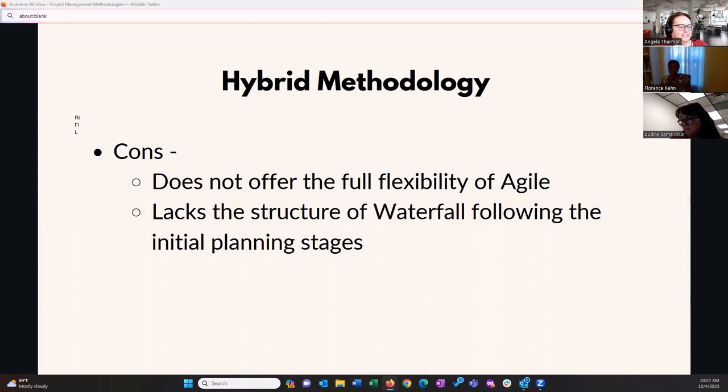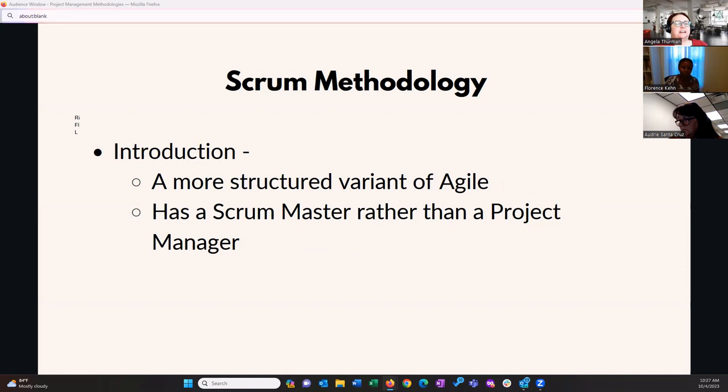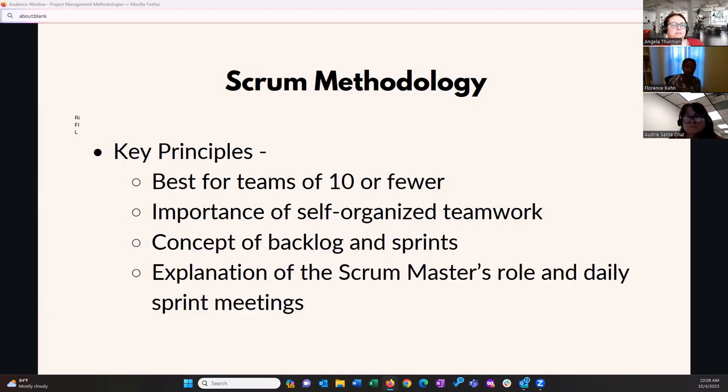Okay. So now we're going to talk about one specific agile methodology, which is Scrum. This is a more structured variant of agile. Scrum has a Scrum Master rather than a project manager. The key principles of Scrum are that it's best for teams of 10 or fewer, because it relies on self-organized teamwork.